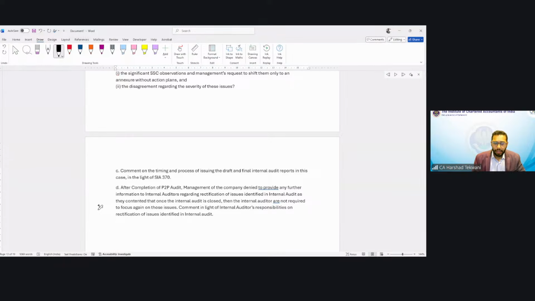Sir, I think the P2P audit is a one-time audit done by the internal auditor, right? It's not the continuous audit. But P2P audit is the purchase to pay or procure to pay. Okay, fine. Then if a specific assignment is given to the particular internal auditor, he will prepare the report, discuss and issue the report to the management. His responsibility ends there.